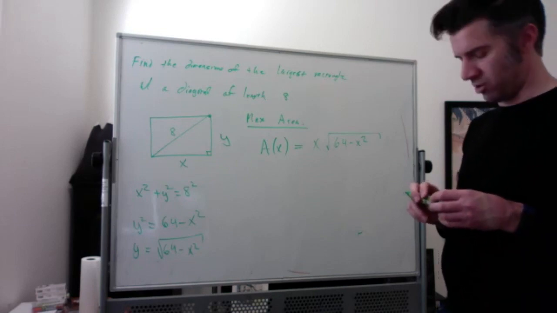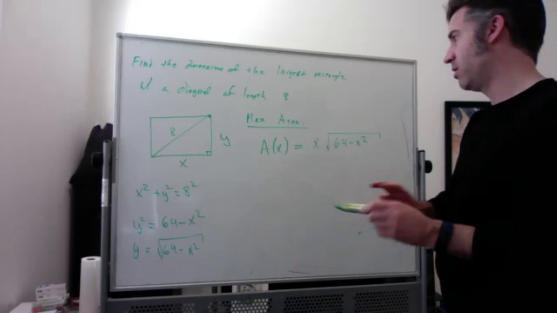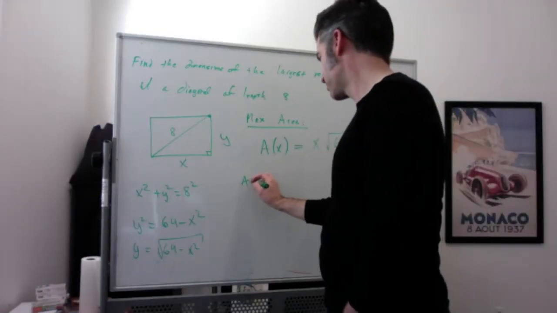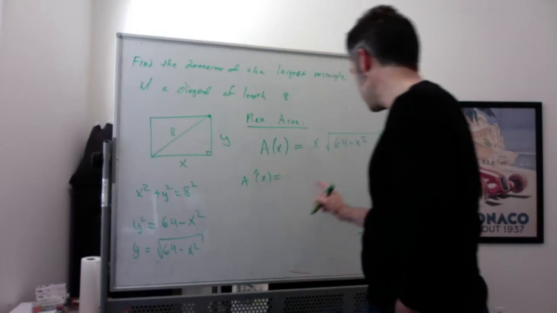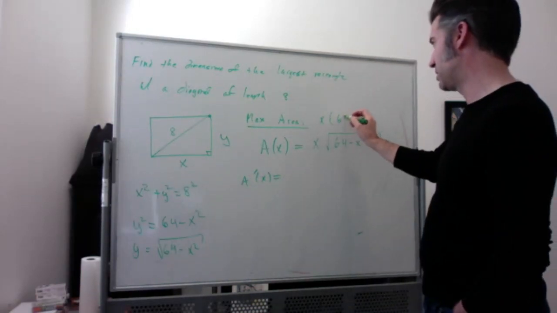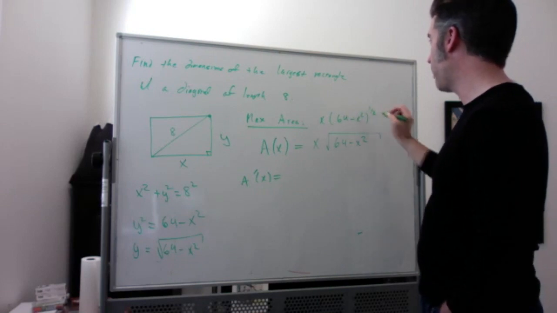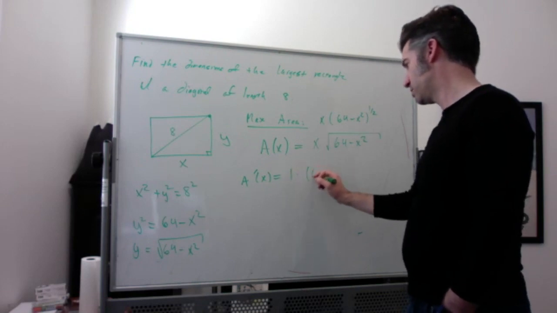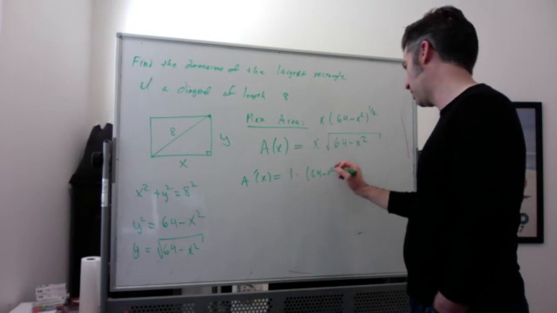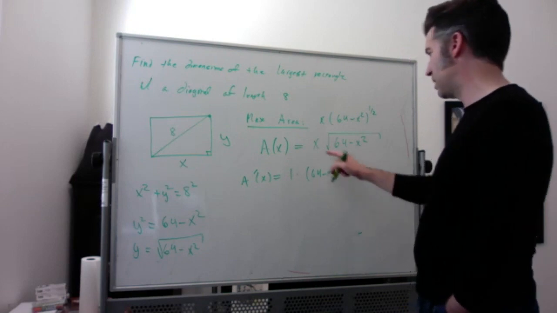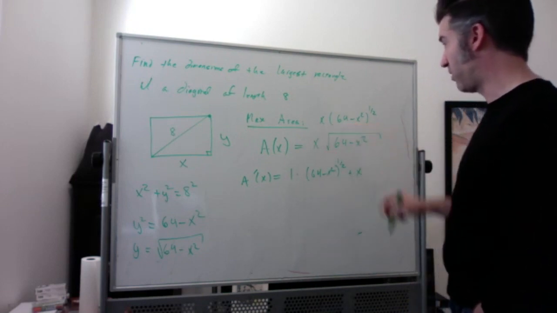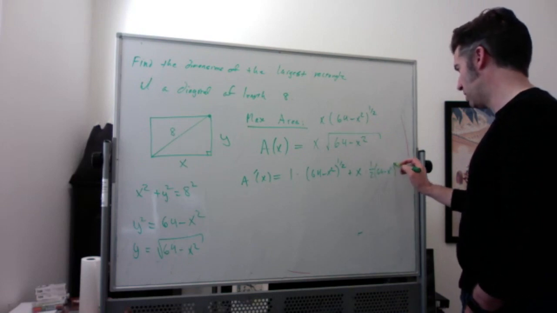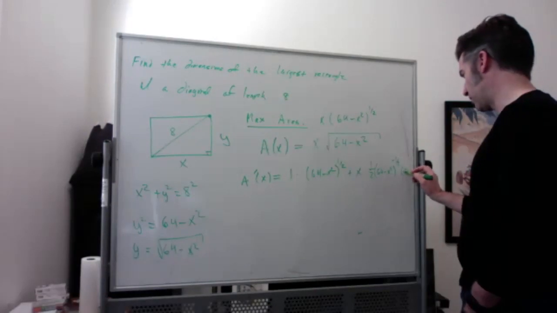I'm going to talk about the other way we can do this as well, but let's do it this way first. So we're going to take the derivative. I'm going to think of this as x times 64 minus x squared to the 1/2 power. Use the product rule. It's 1 times 64 minus x squared to the 1/2, plus x times the derivative of 64 minus x squared to the 1/2, which is going to be 1/2 times 64 minus x squared to the negative 1/2 times negative 2x.